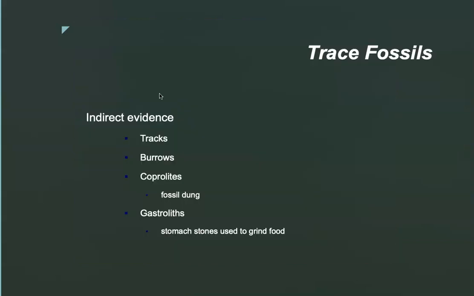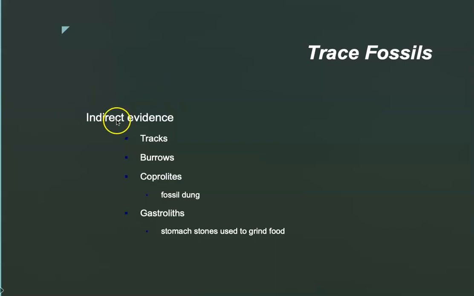Trace fossils. This category is huge. Usually we don't find the actual dinosaur bone, even though that's awesome and it can happen. It's even happened to me. But usually the animal doesn't leave its whole body behind. It leaves a lot of other traces that it was there. You can think of these as clues.